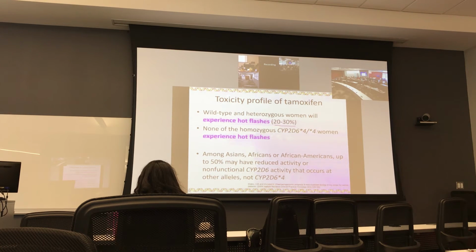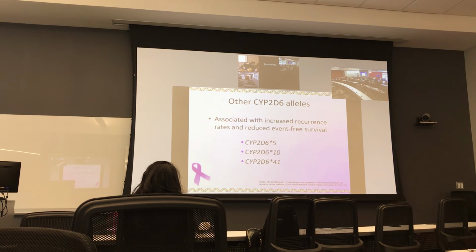So the experience of hot flashes is a good indication that the drug is working, but if it's not there, you can't assume that there is an issue with the CYP2D6 STAR4 allele, and that these patients have reduced or non-functional activity to metabolize tamoxifen. And we have other issues with other types of alleles as well. So here we're trying to break it down and only focus on the CYP2D6 STAR4 allele. And why does this matter? This matters because of clinical relevance and outcomes.